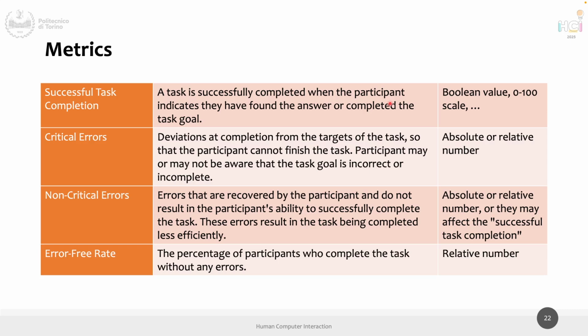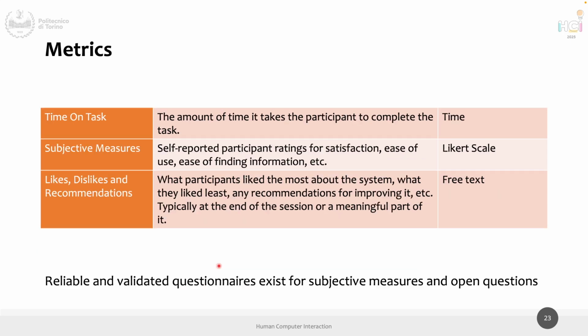So this task is successfully completed, but there was one non-critical error, because the person selected today instead of tomorrow. That is a non-critical error in which the participant's ability to successfully complete the task is still there, and it is recovered because the participant says, wait a minute, I made a mistake. And then you have the error-free rate, that is the percentage of participants who completed the task without any error, and it's a relative number.